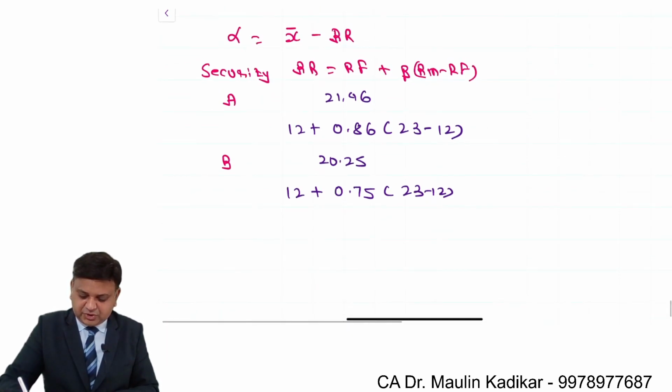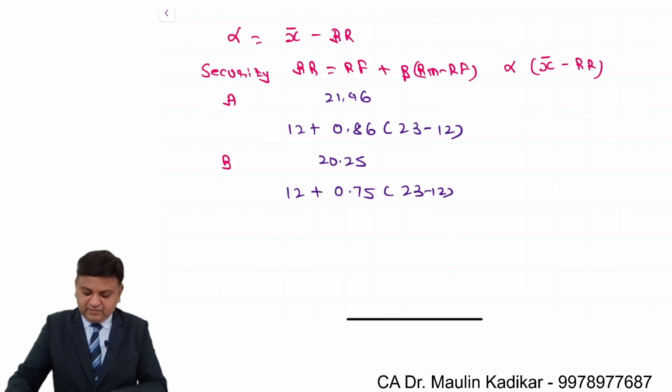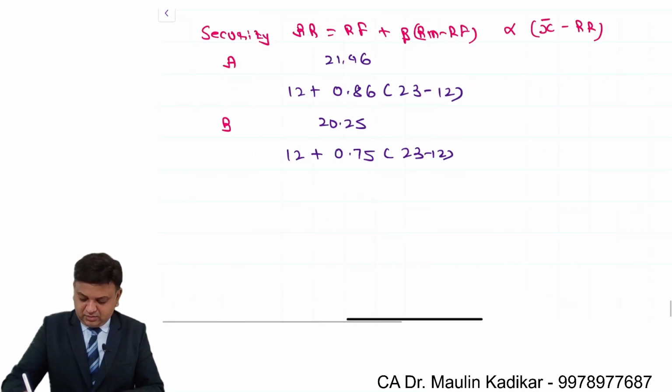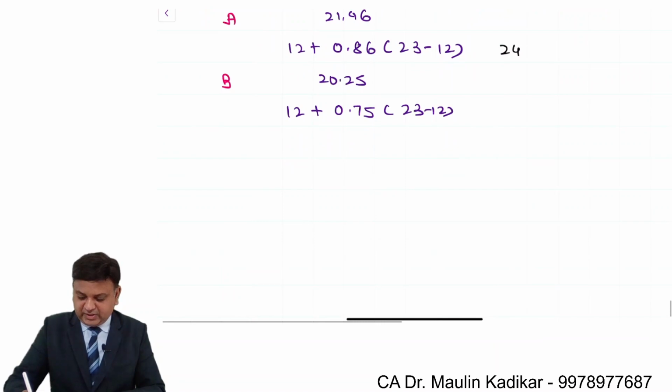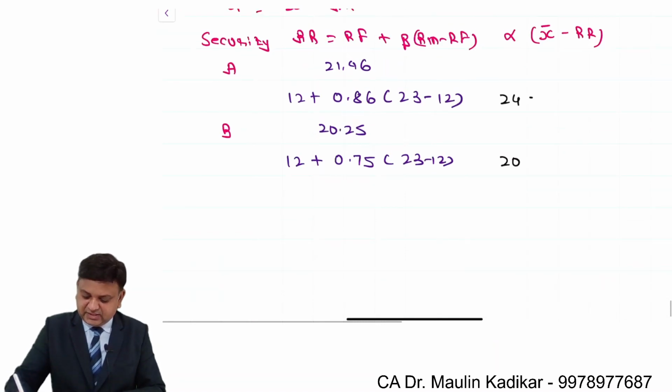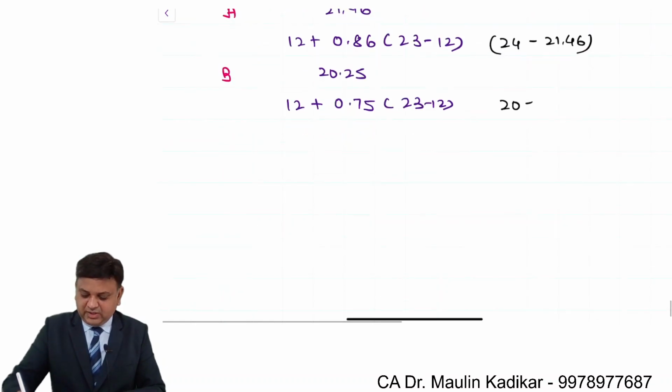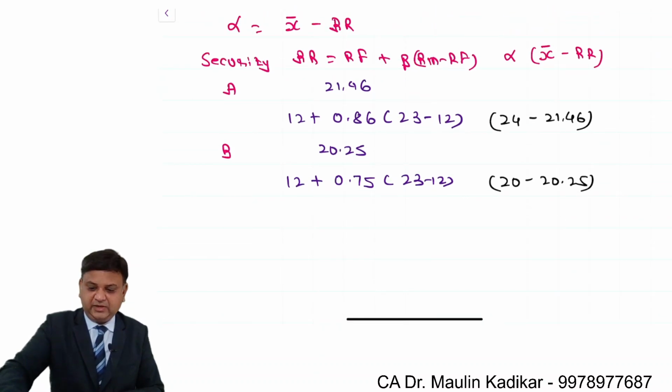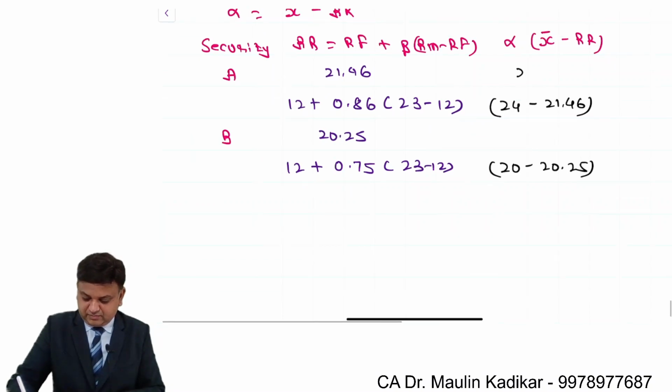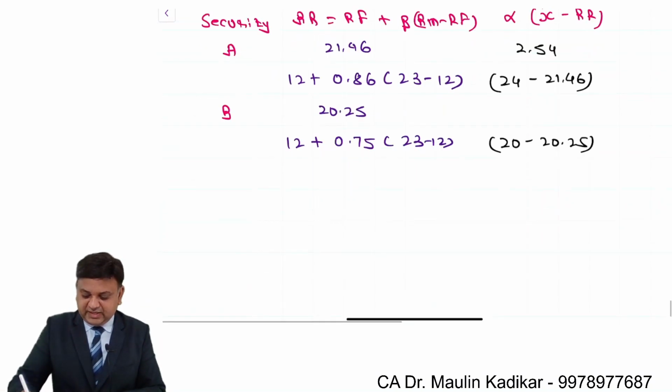Lastly, we will make the computation of the alpha. Alpha is calculated as x bar minus required rate of return. What is x bar? X bar is 24 in the first case and 20 in the second case. The required rate of return is 21.46 in the first case, and over here it is 20.25. So in the first case, 24 minus 21.46 is 2.54, and it is positive. In the next case, it is 0.25 negative.